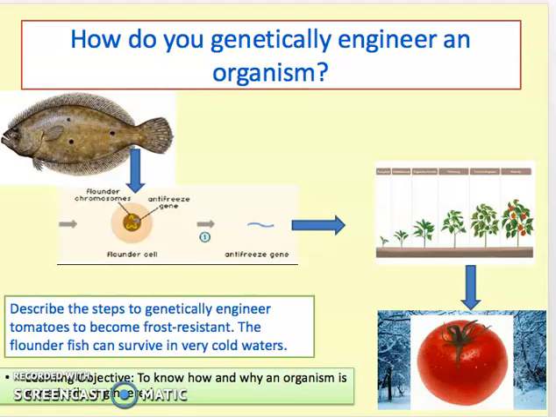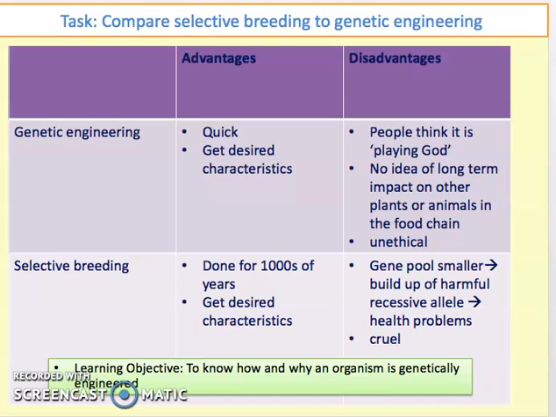Okay, so the last thing now, which is really important, is this comparison of selective breeding to genetic engineering. Now, this is often a comparison question in exams, 6-marker. This idea of selective breeding versus genetic engineering. So if you've got a book or a piece of paper, please get this table jotted down. So you've got genetic engineering, which is quick because you are changing the genes and you get the desired characteristics immediately. Okay. Disadvantages of genetic engineering is that people think it is playing God.